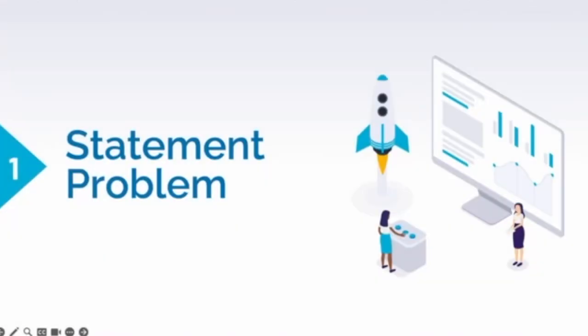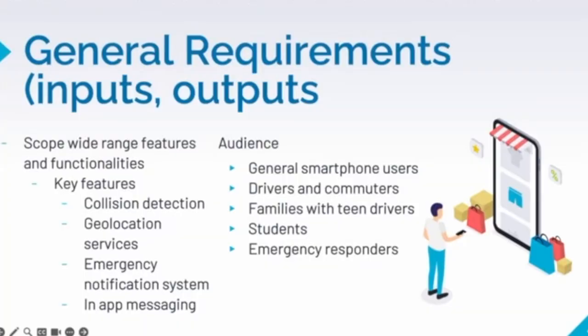Talking about the problem statement, we're trying to focus on the significant issue of delayed emergency response times, which can often lead to fatalities after automobile accidents. To address this problem, our project provides a mobile application that leverages smartphone sensors to detect collisions and automatically notify emergency contacts and first responders.